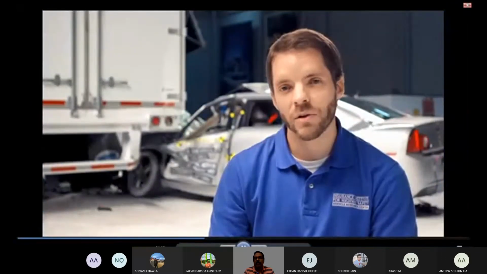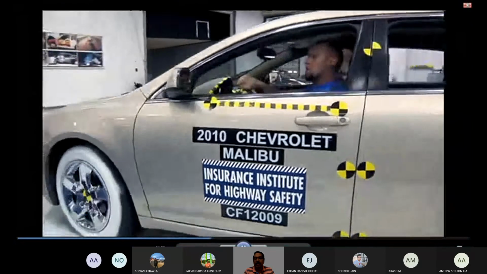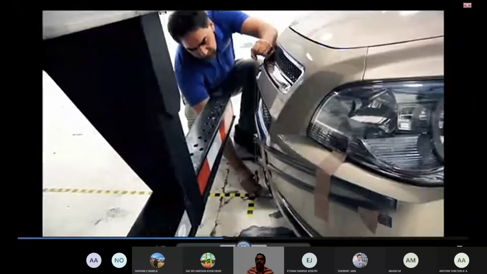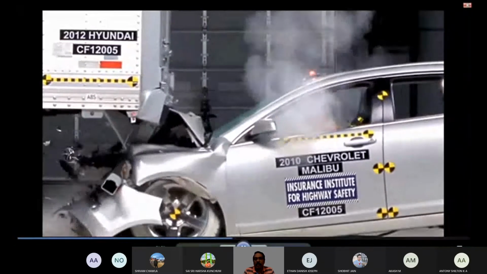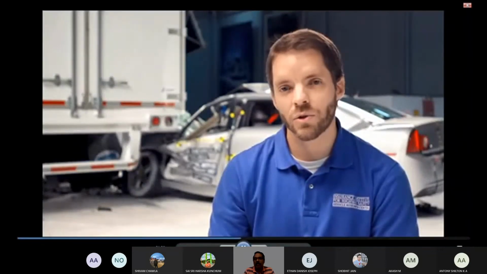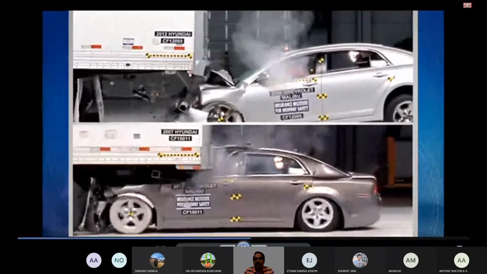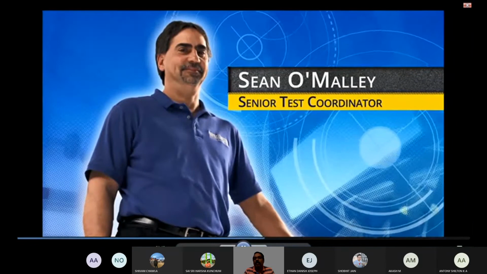We've conducted all of these trailer underride tests with the same passenger vehicle. It's a 2010 Chevy Malibu, and we chose it just because it is a typical mid-sized sedan and because it's a good performer in frontal crash tests at this speed. What we really wanted to highlight is that it's the trailer design that needs to be improved and changed, not the passenger vehicle design. I'm Sean O'Malley, Senior Test Coordinator at the Insurance Institute for Highway Safety.